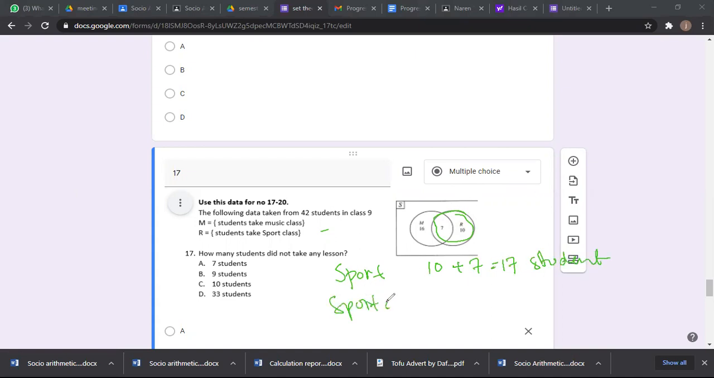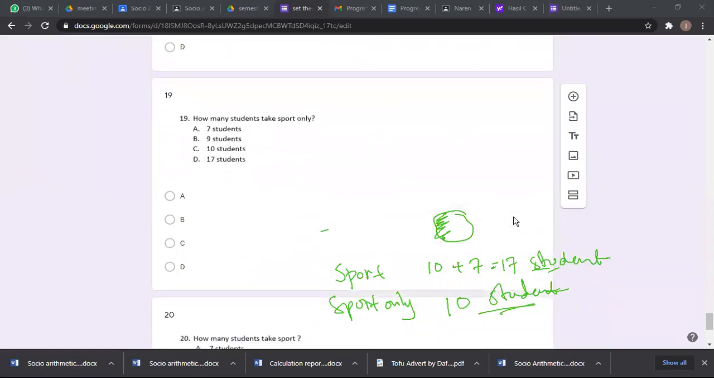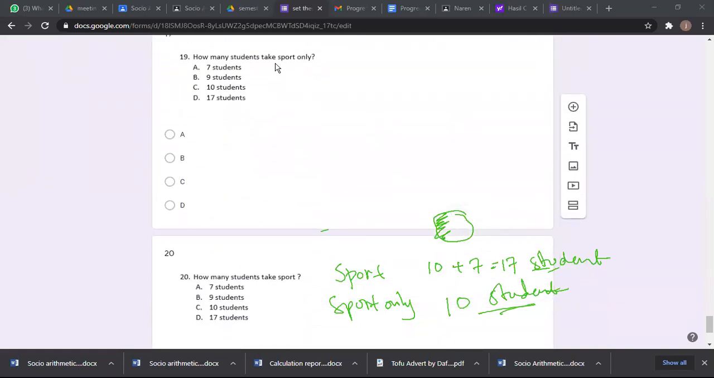If they're asking about sport only, it means they just take sport but not music. So that is only 10 students. So this is the difference between number 19 and number 20. 17 and 10. I will scroll it down. Okay. So sport only is only 10 and then taking sport is 17 students.